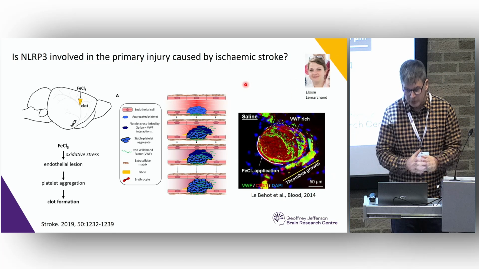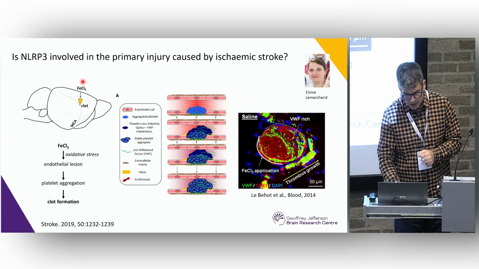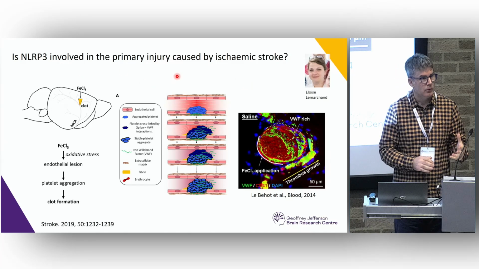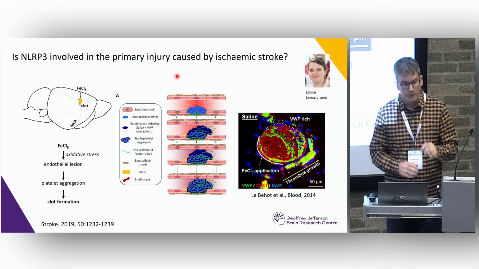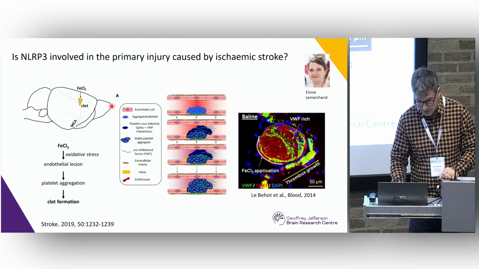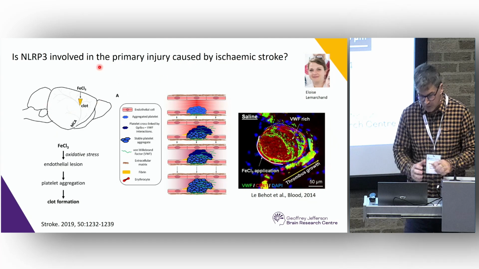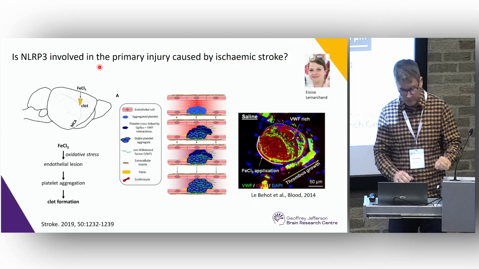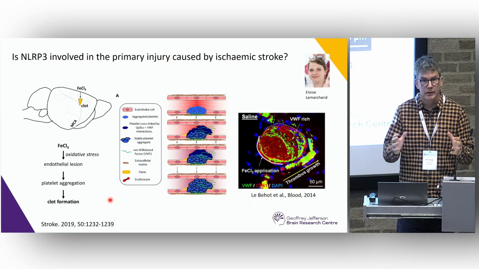This is work by Eloise Lemarchand, who was a postdoc in my lab. She's now a fellow in Cannes. And knowing that interleukin-1 was important, we hypothesized inflammasomes are going to be important, and that surely NLRP3 would be important. This is the model of stroke that Eloise used. She exposed a bit of the brain. She dropped ferric chloride onto the artery. This caused platelet aggregation and the formation of a clot, and you get an infarct.